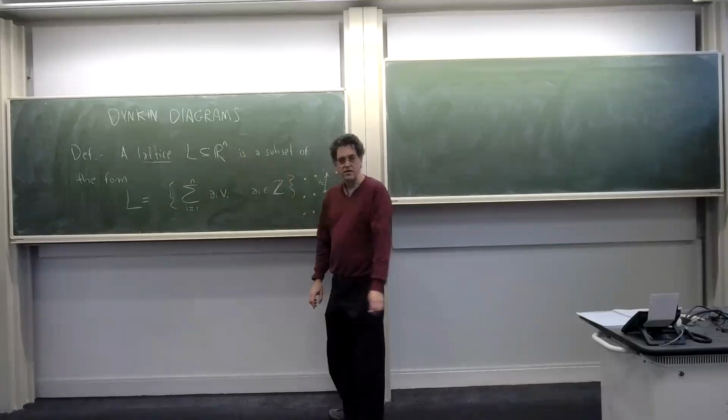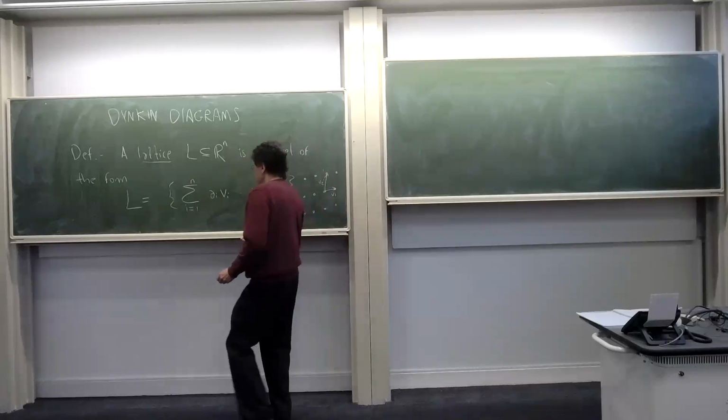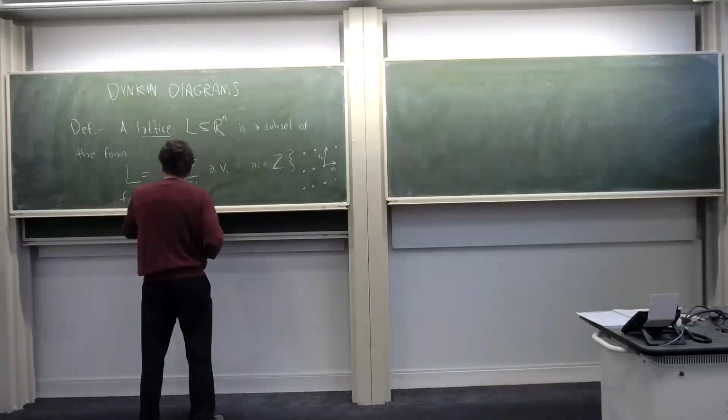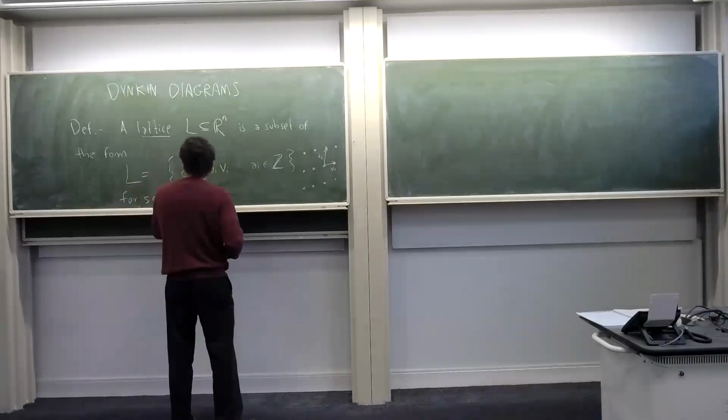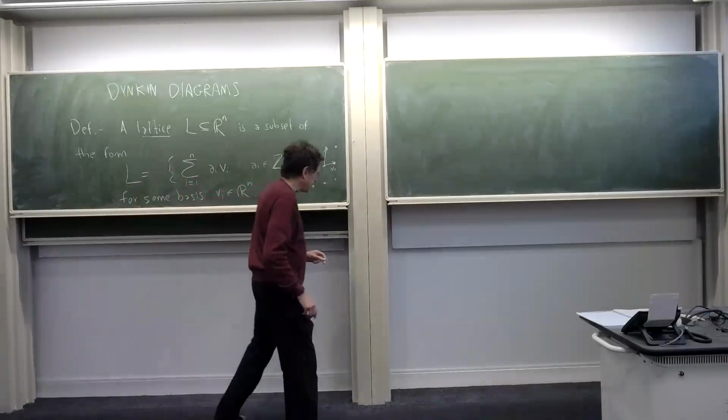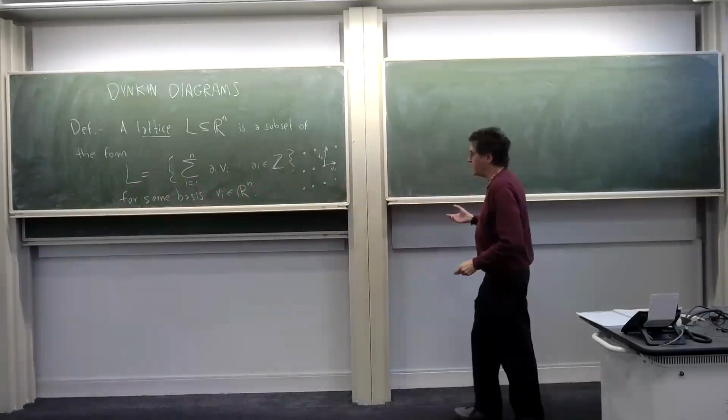Are they meant to be linearly independent? Sorry, I said in words, but not in writing, for some basis Vi in Rn. Yeah, thanks.